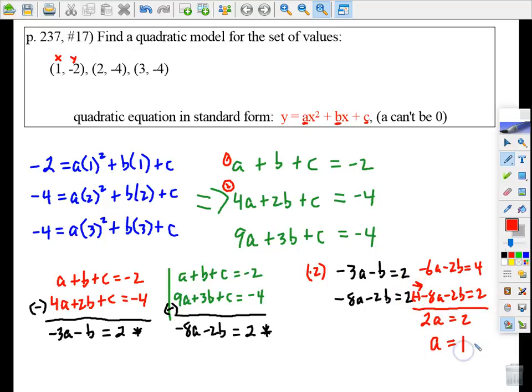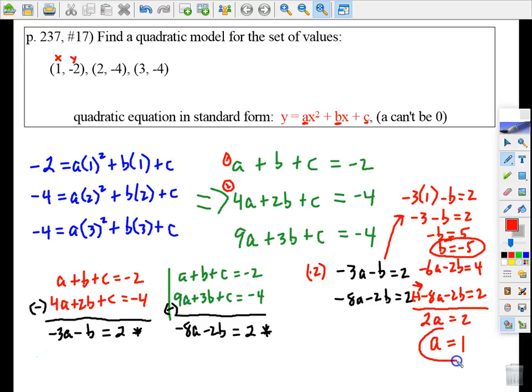So I get my first variable, a is 1. I'm going to use a as 1 in one of these two equations so that I can find b. I'm just going to go with the top one. So let's do that up here. Negative 3 times 1 minus b equals 2. So this is just negative 3, of course. Negative b equals 5. So b equals negative 5. All right, so there's a and b.